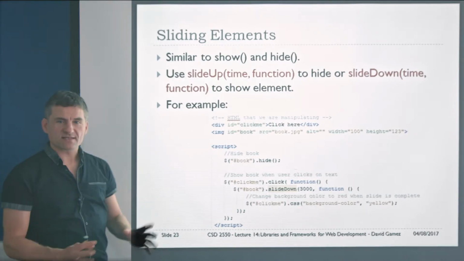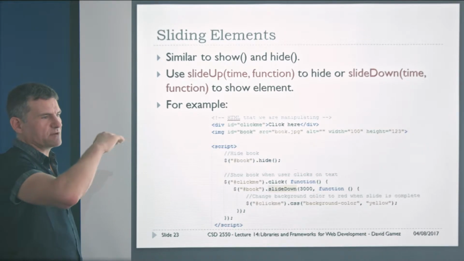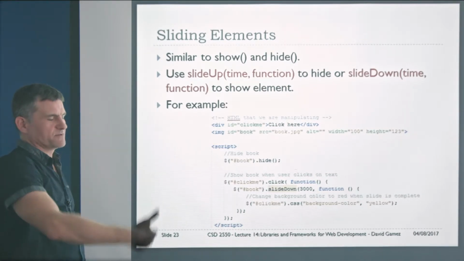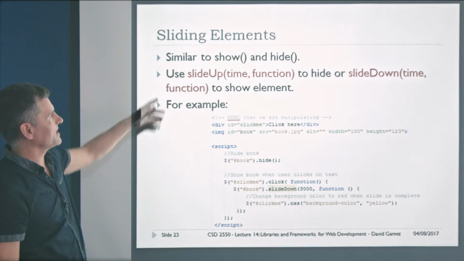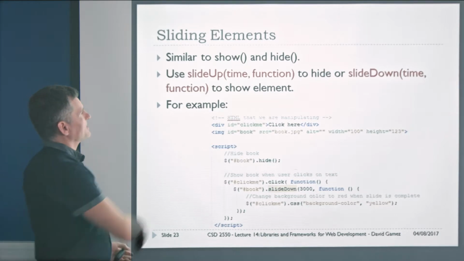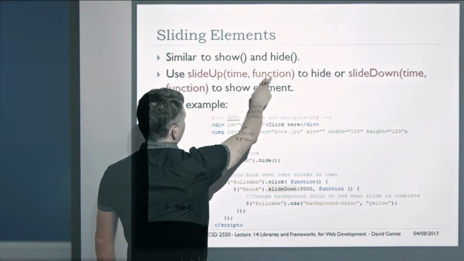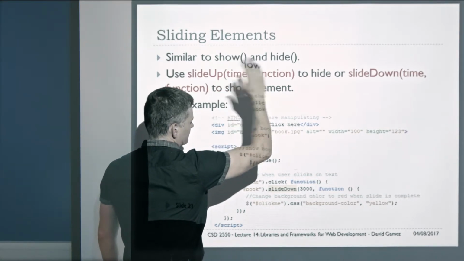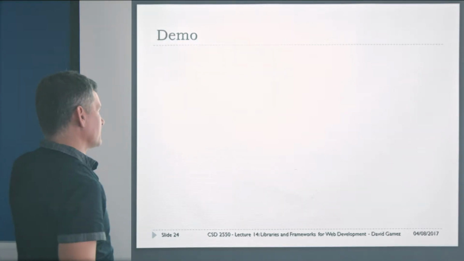If you want your elements to slide, for example, if you have a navigation menu and you want to hover over the menu and have your sub-menu slide out, then we can do this. jQuery has some slide functions. We can use slide up, where we specify how long we want the slide to take and the function that's executed when it's slid up, or slide down, in which case it slides down. So again, a little example.